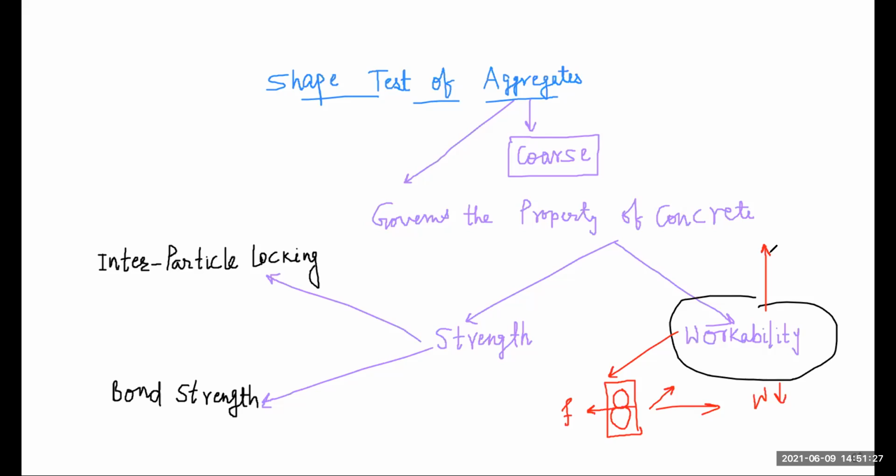If friction between the particles is less, suppose here is our angular particle, that means angular aggregate, and here also we have a rounded aggregate. So here you see the contact area between our rounded and angular aggregate is less. So here friction developed is also less, because I already said bond strength is a function of contact area and roughness. So basically, if the friction between particles is less, then workability will be more. So these are the different factors on which the strength and workability of a concrete will depend.